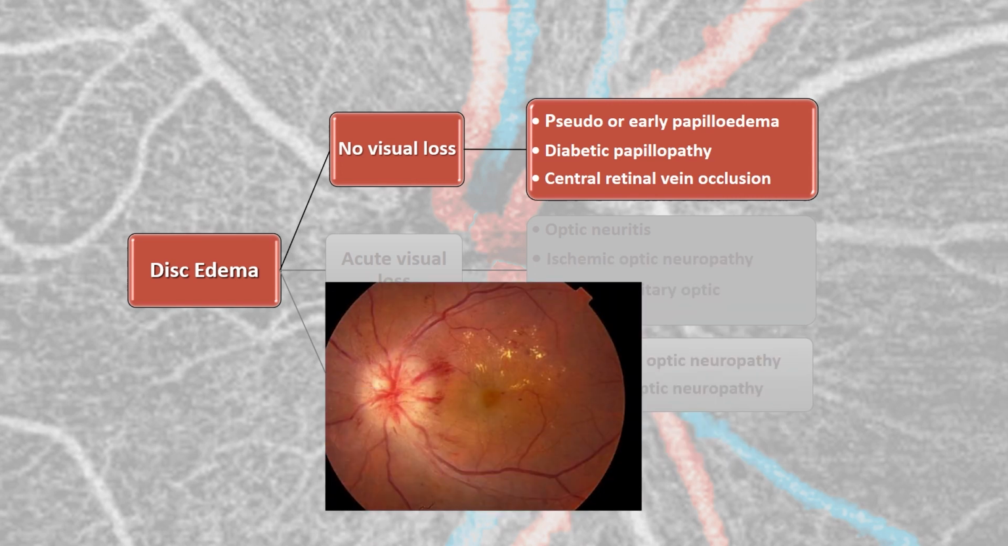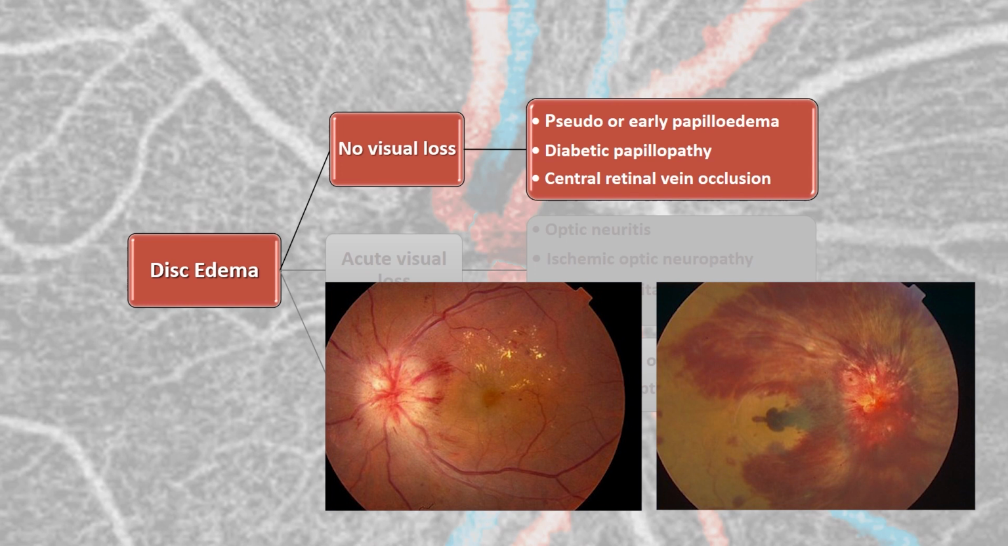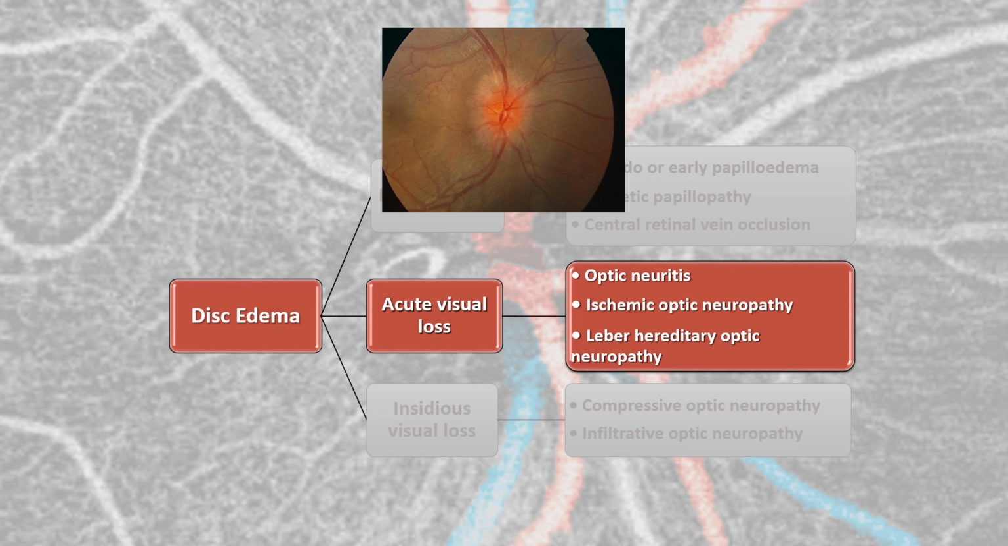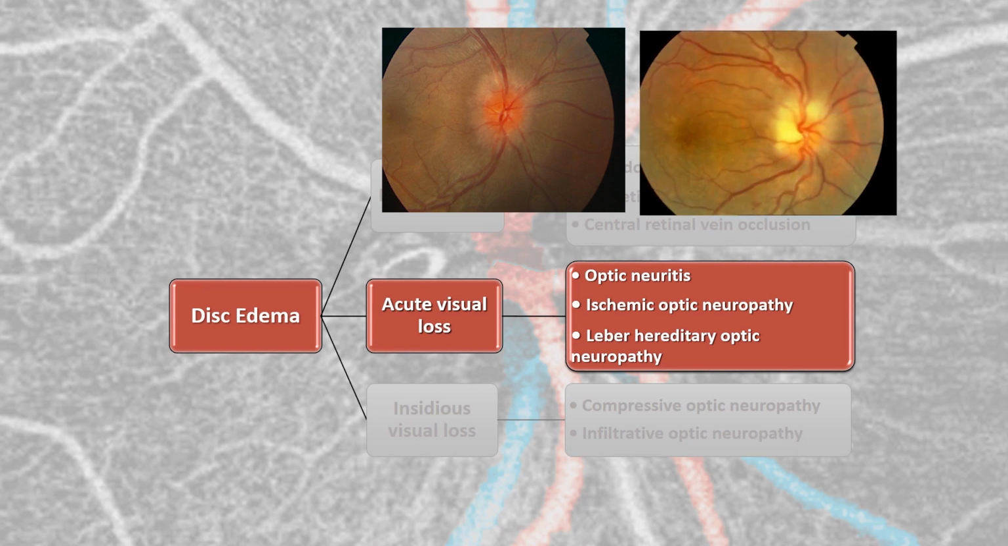Now, disc edema due to diabetic papillopathy will have additional features of diabetic retinopathy, and could be unilateral or bilateral but asymmetric. Central retinal vein occlusion can present with disc edema, which is unilateral, and a typical tomato splash appearance is seen. Now, presence of acute vision loss can occur in patients with optic neuritis due to demyelinating disorders like multiple sclerosis, or ischemic optic neuropathy.